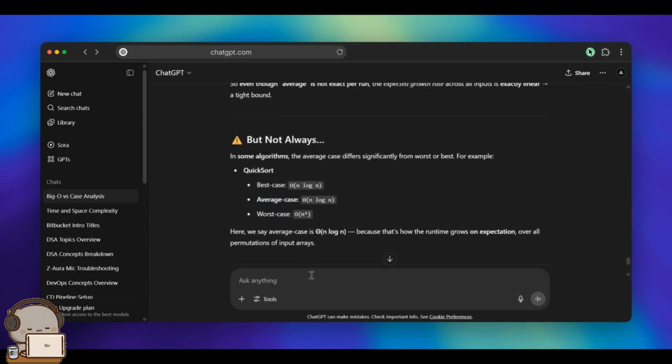I would like to ask, are there any cases where the average case or exact bound differs a lot from the upper and lower bound both?